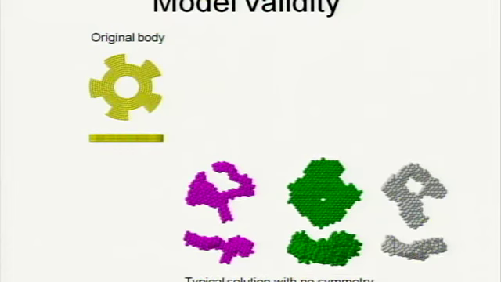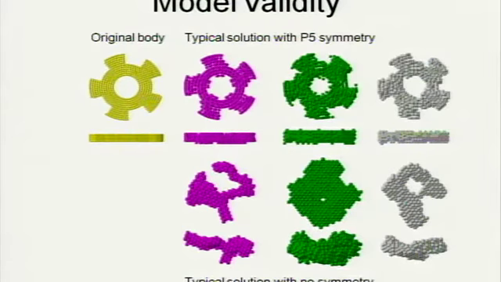And these are the models that we could get if we wouldn't put the symmetry restriction in. However, if we know that we are looking for something with P5 symmetry, putting the symmetry into Damif, it was possible to come up with much better reconstructions that would actually look very close to the original shape.